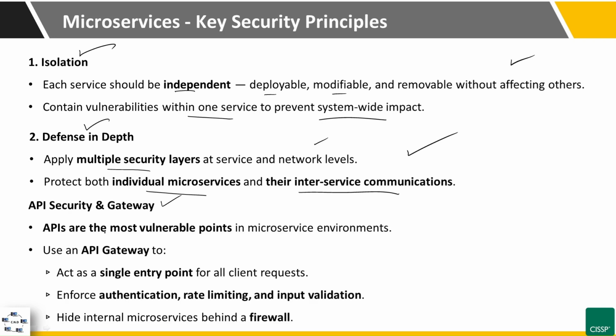API security and gateway. APIs are the most vulnerable points in microservice environments. So use an API gateway to act as a single entry point for all client requests. Enforce authentication, rate limiting, and input validation via the API gateway, and hide internal microservices behind a firewall.